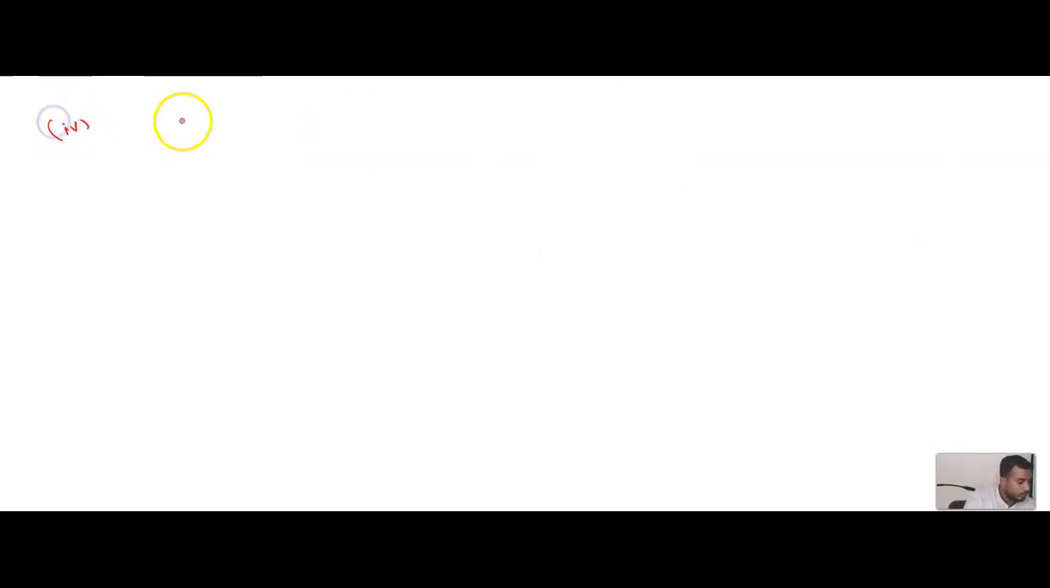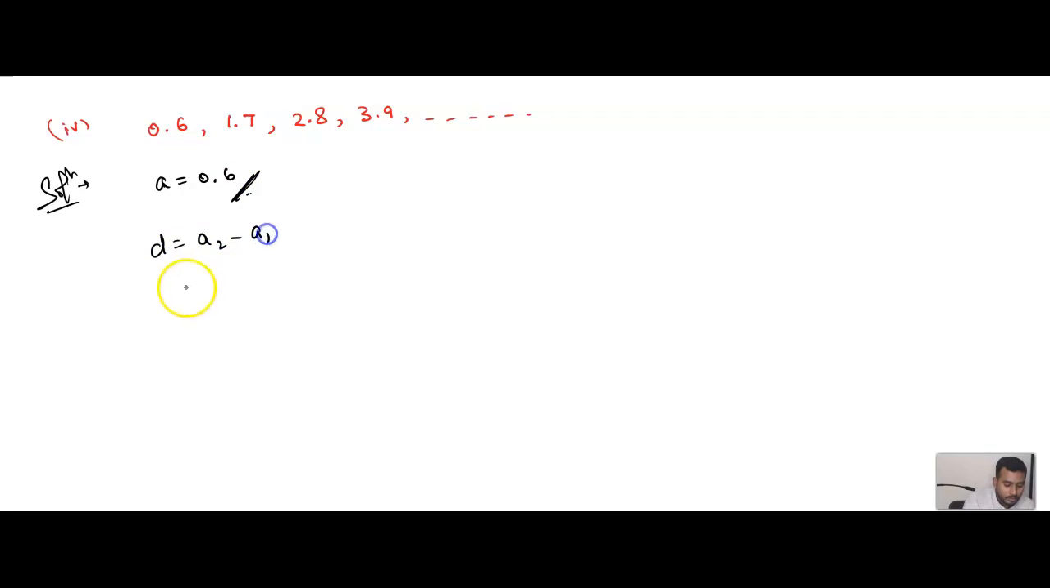Similarly, now let me solve option number 4 in the same case. Here what is option number 4? That is 0.6, 1.7, 2.8, 3.9, and so on. Right? Solution. What is the first term? First term is 0.6. This is the first term. And common difference D is equal to A2 minus A1. What is the second term? 1.7 minus first term 0.6.